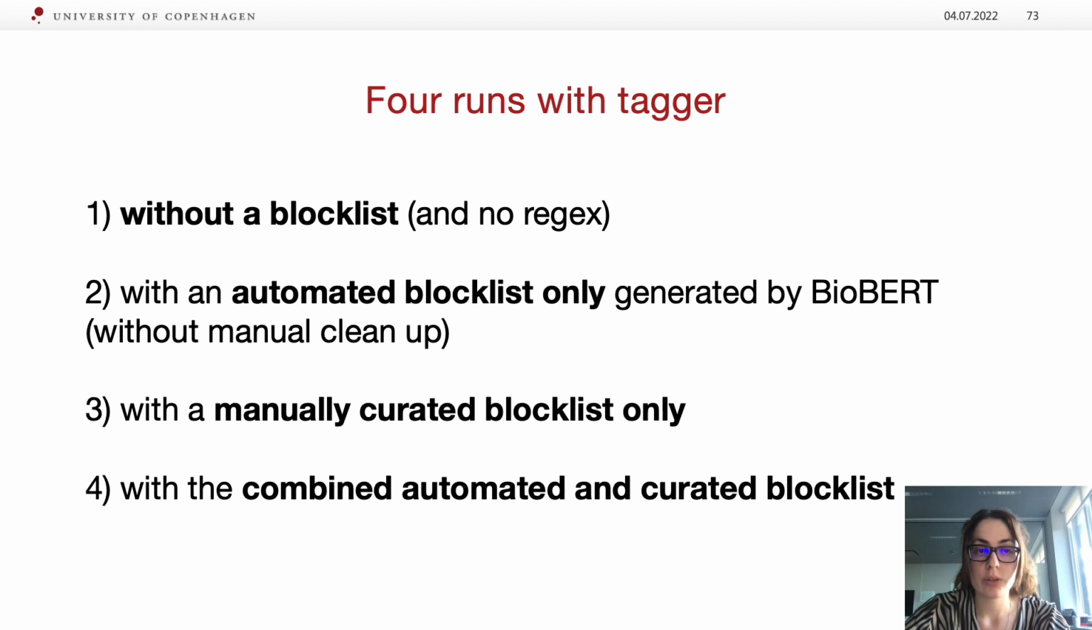So what we did is we did 4 different runs with the tagger: one without any block list and without any regular expression, to see what would happen if we just run the tagger without anything; one with an automated block list only, generated by BioBERT and without doing any manual cleanup as we did for the work that we actually used it for; one with a manually curated block list only; and one with the combined list of automated and curated block lists. So number 3 is what we were using before BioBERT, and number 4 is what we are actually doing now.